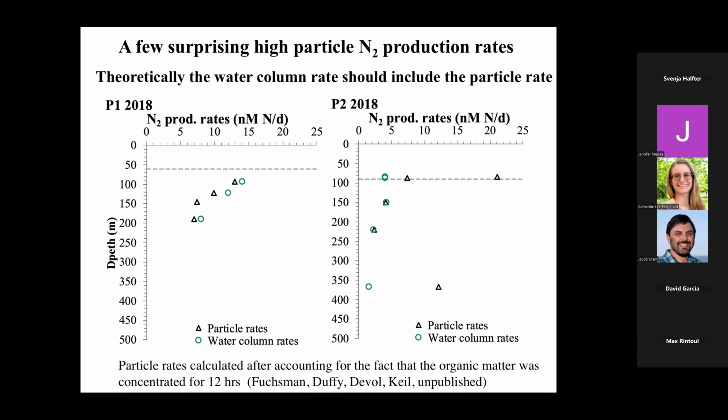So we have two types of rates. Then we have a water column rate, and then we have these particle rates. But the particle rates are calculated after accounting for the fact that the organic matter was concentrated for 12 hours. And so we calculated the particle rates for 1 liter of water. So in fact, they are almost by definition supposed to be smaller or the same as the water column rates. But sometimes we have these giant particle rates, and that doesn't fit in the theoretical framework.